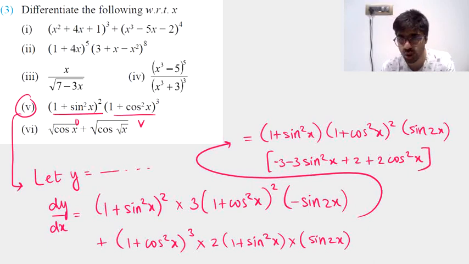And yeah, I think that should be it, because you can now cancel a 2 and a minus 3, making it minus 1. So it's minus 1 minus 3 sin square x. And if at all you want, you can further write sin square x as 1 minus cos square x and simplify it further and make it just 2 terms instead of 3.